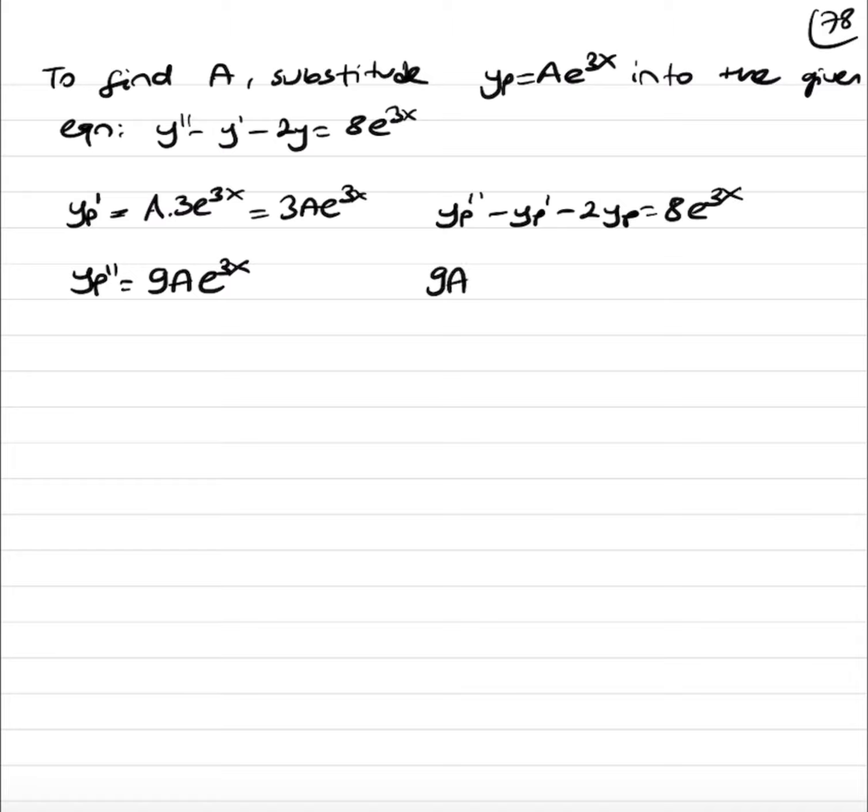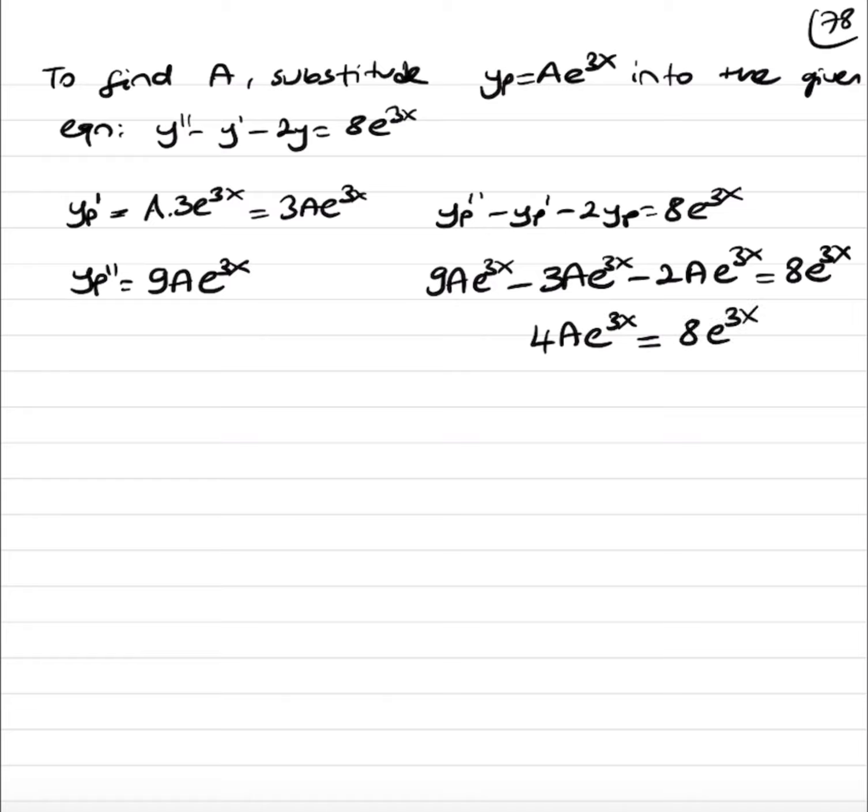So 9a e to the power 3x minus 3a e to the power 3x minus 2a e to the power 3x is equal to 8 e to the power 3x. So if we add things, minus 3 minus 2 is minus 5. 9a minus 5a is 4a, which is equal to 8, so here we find that a is equal to 2, right?